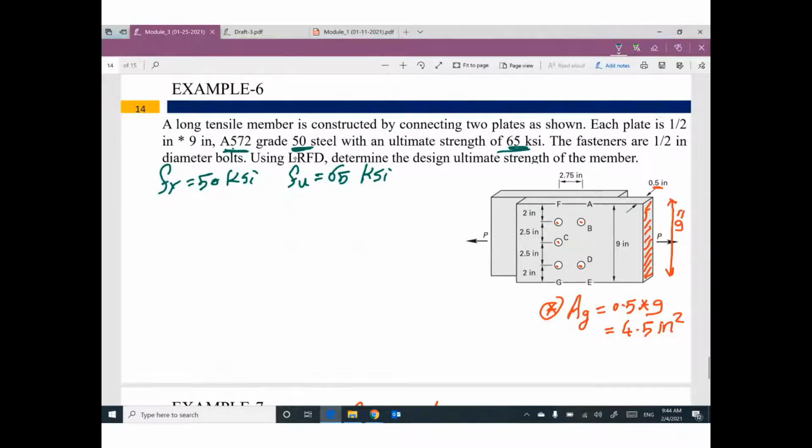The fasteners or the bolts are 1/2 inch diameter. So D bolt equals 1/2 inch. That means D hole will be 1/2 inch plus 1/16 inch. This one will be 9/16. Using the ultimate design, determine the design ultimate strength of the member.